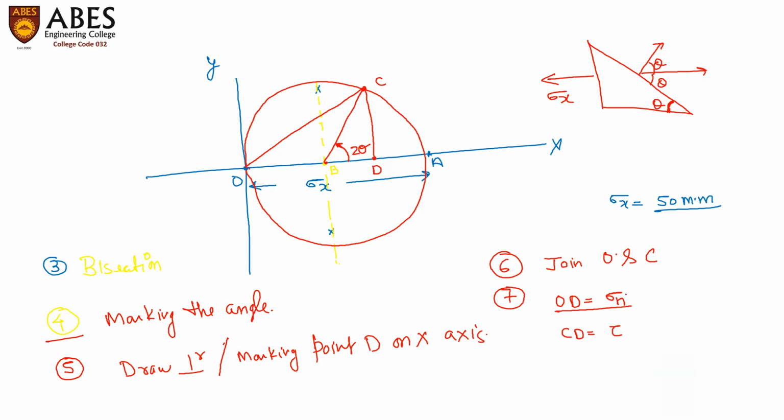The value which we have found is on a linear scale. We can measure it in mm. The value of OD is, suppose, x mm, and the value of CD, or you may say tau, this value is shear stress, and that value is normal stress. That will be x mm, and suppose that tau has a value of y mm.